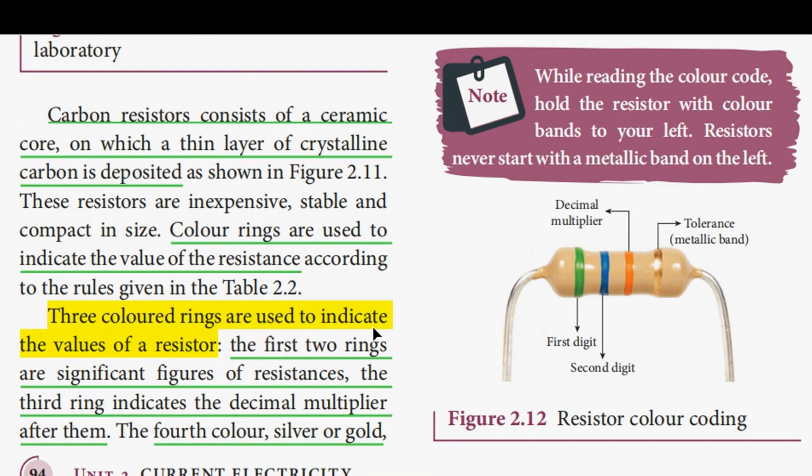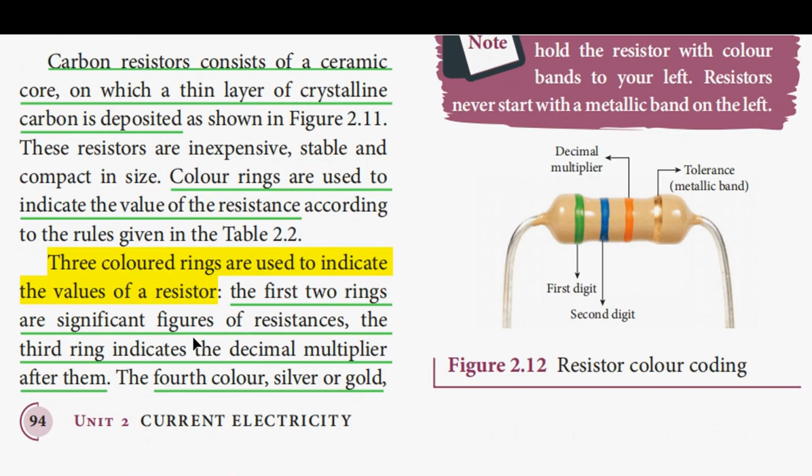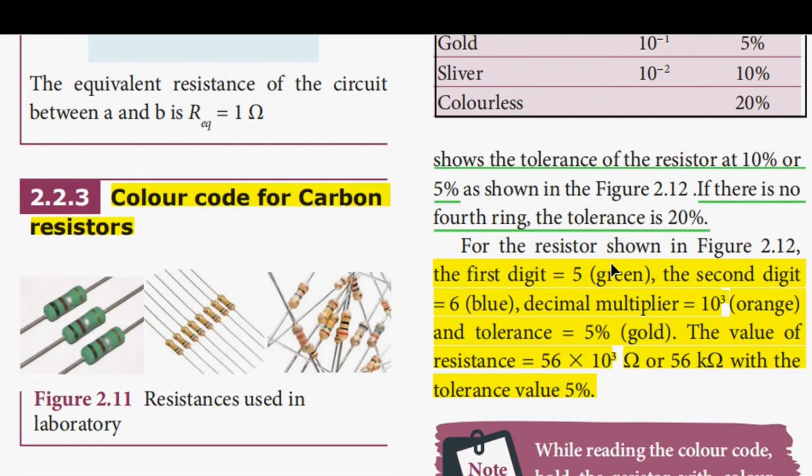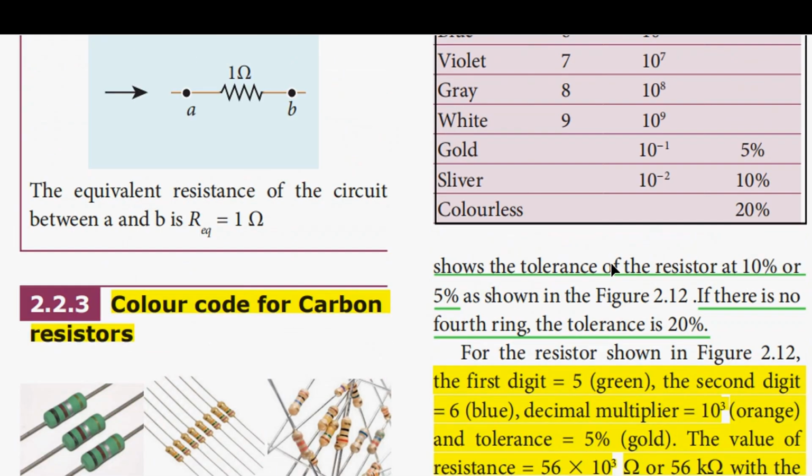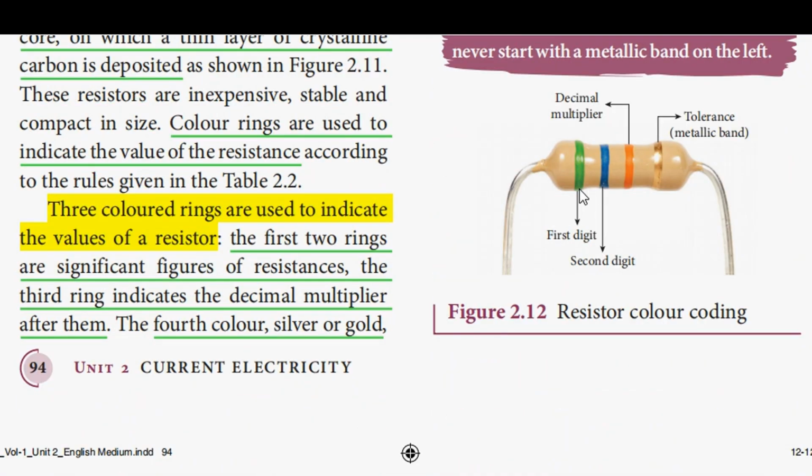Three colored rings are usually used to indicate the value of the resistor. The first two rings are significant figures of the resistance. The third ring indicates the decimal multiplier after them. And the fourth color, silver or gold, is used to indicate the tolerance of the resistor. So here you can see the three colored rings. The first ring shows the first digit. The second one is the second digit. The third color is the decimal multiplier. And the fourth one is the tolerance of this resistor.